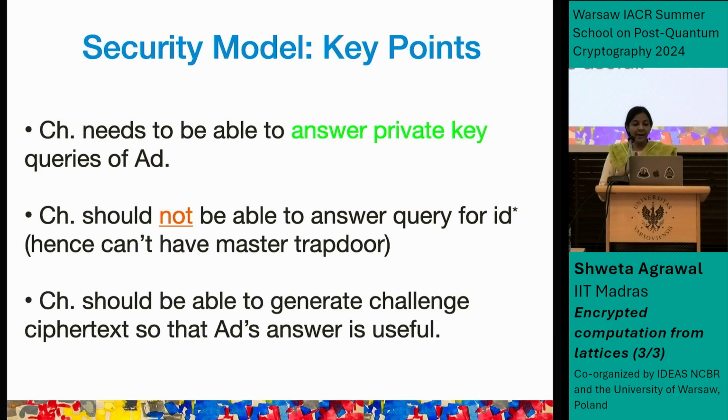And it should be able to generate a challenge ciphertext in a way that the adversary's break is useful, right? So we have the adversary who's going to break IBE for us, and we need to use it to break LWE, right? So it needs to somehow embed LWE into the challenge ciphertext. So these are the things that the proof needs to do.